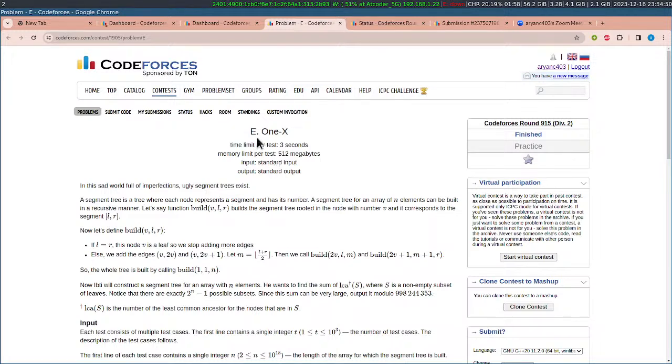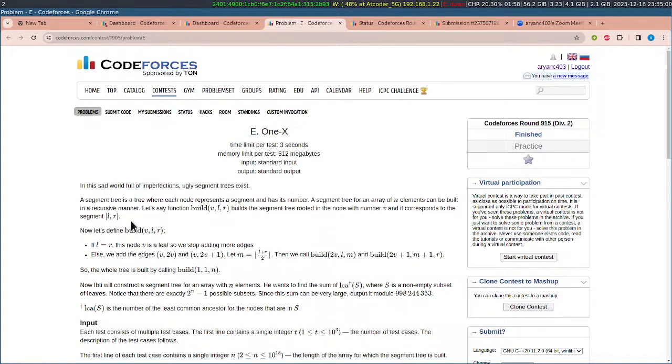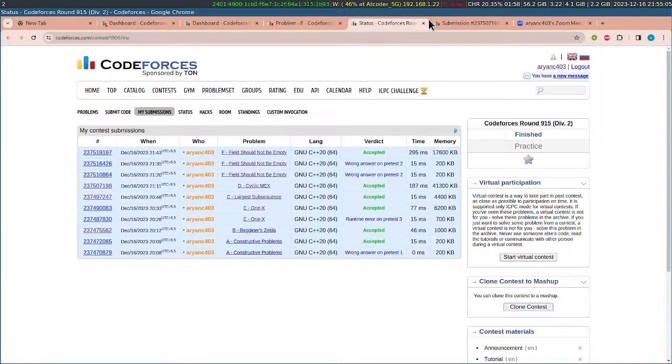So the next problem name is 1x. It had some story about segment trees, and it's saying how we implement it. Why did I put the element twice in an array? Just to simplify my implementation, I could have also done index modulo n. That also works.